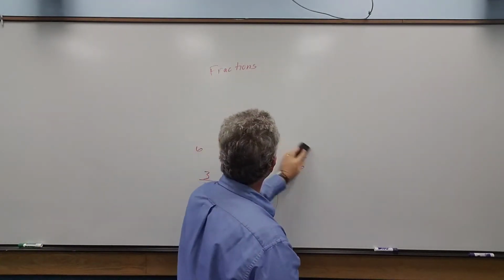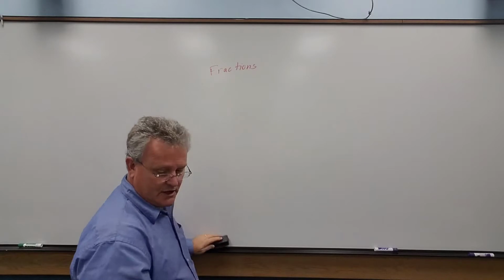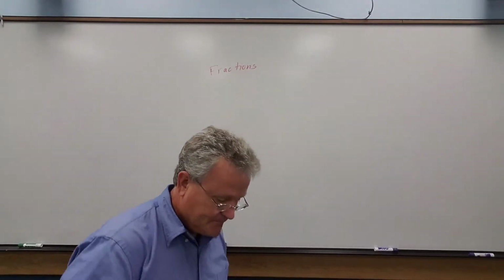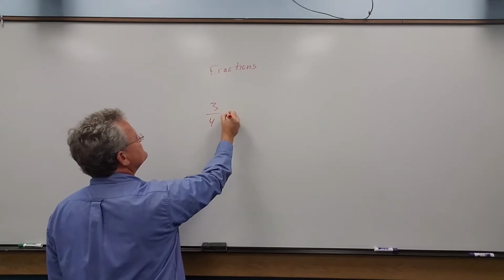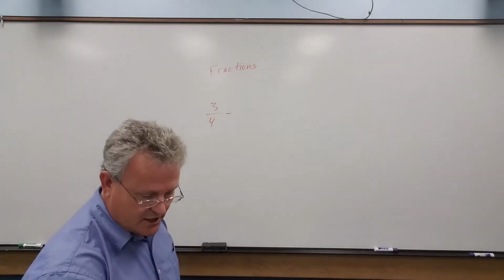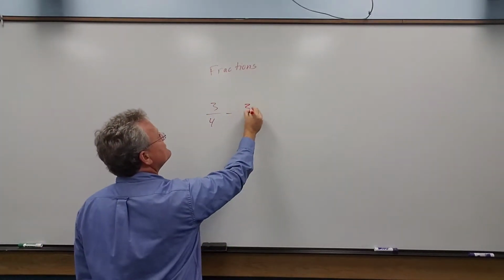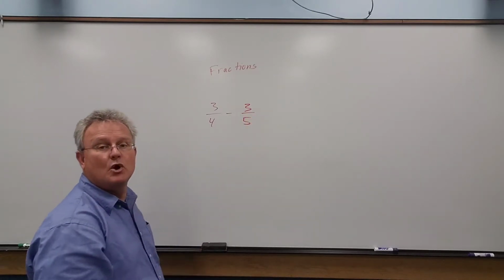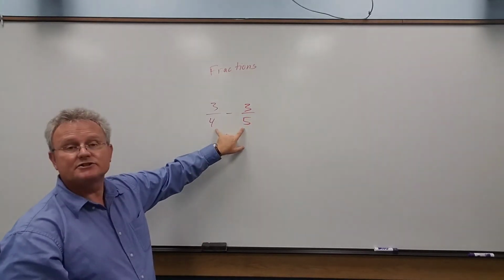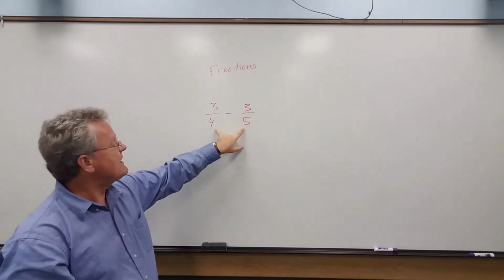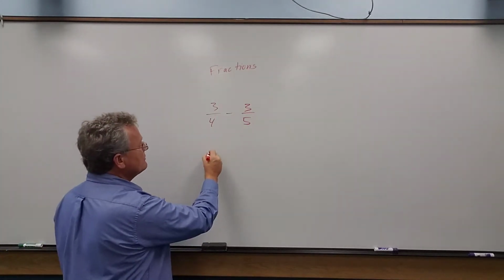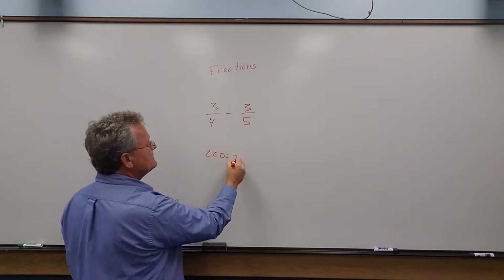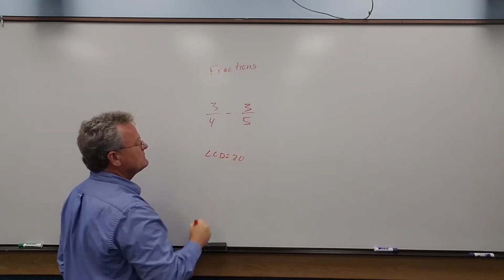Let me do another example. Let's say we want to subtract 3/4 minus 3/5. What is the smallest number that 4 and 5 divide into evenly? Well, the smallest number, or the LCD, is 20.